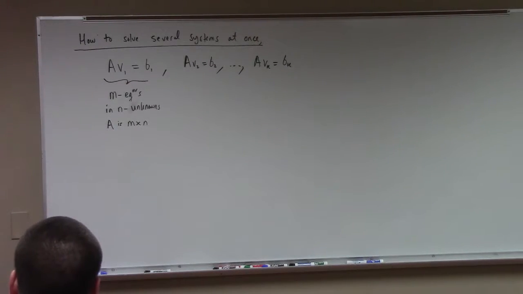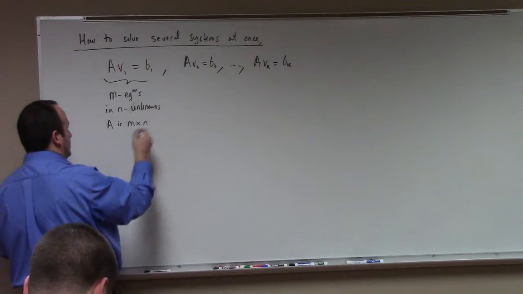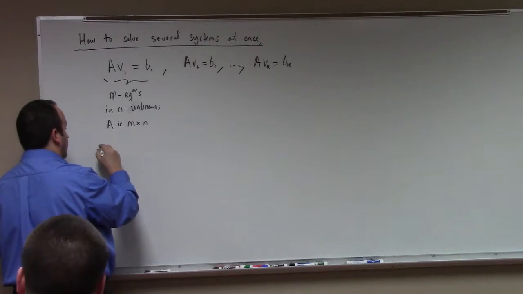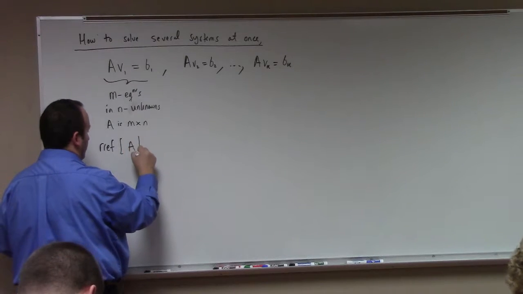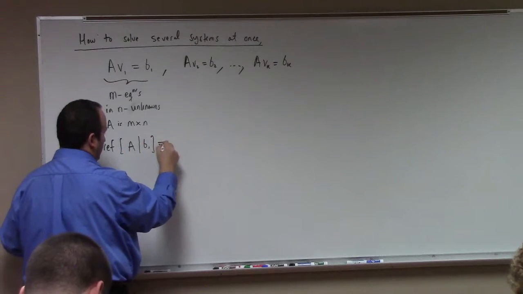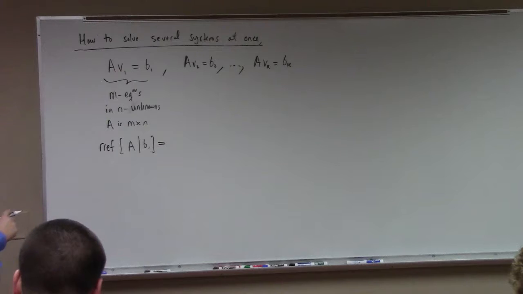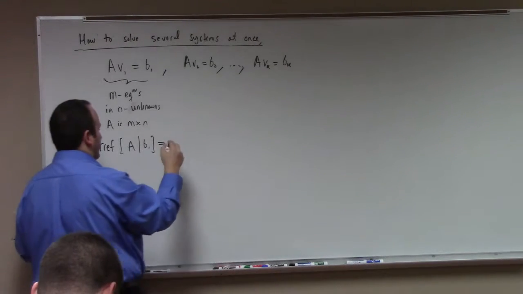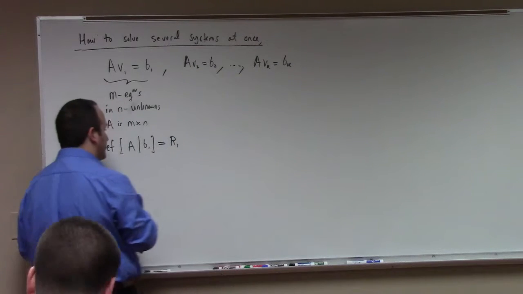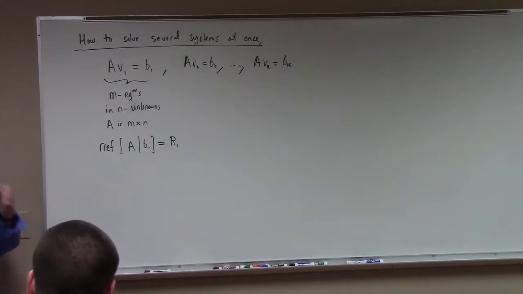What would you do? We know how to do it. We calculate the reduced row echelon form of A with B1 slapped on, right? What's that going to give me? Well, let's just say it's going to give me R1. It's going to give me some row-reduced matrix, and from that row-reduced matrix, we could read the solution. We know how.